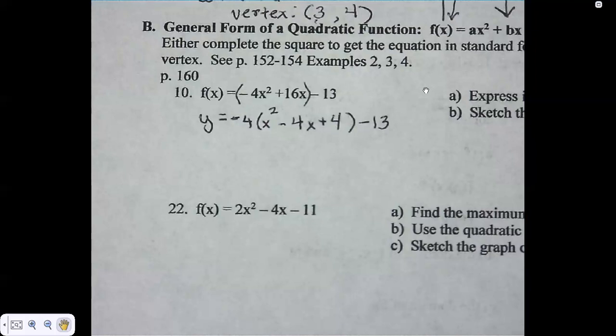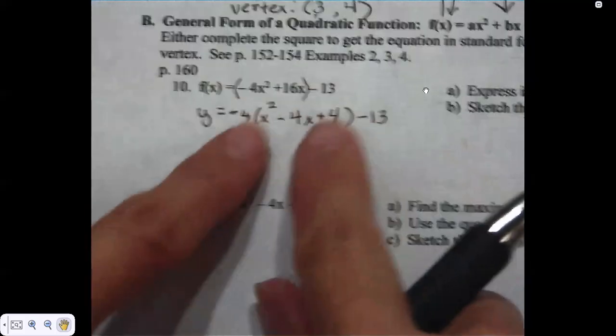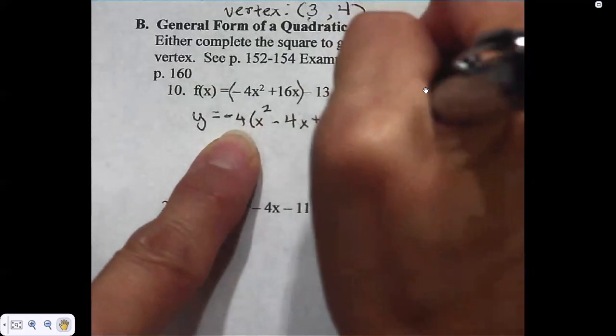Or the other thing I could do to maintain equivalency is what? If I add 4 to the right, I could subtract 4 from the right. But there's one other thing. I didn't really just add 4. I added 4 inside the parentheses, but everything inside the parentheses is multiplied by negative 4. So what did I really do? You could either say I added negative 16, or you could say I subtracted 16. So what would I have to do to this same side of the equation if I wanted that to be equivalent to what's on the line above it? If I subtracted 16, I'd have to add 16.